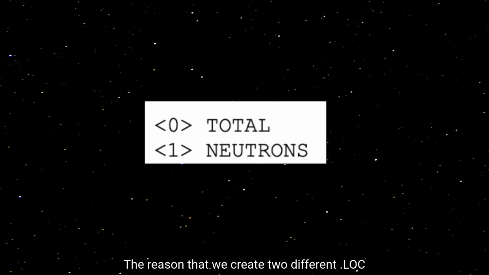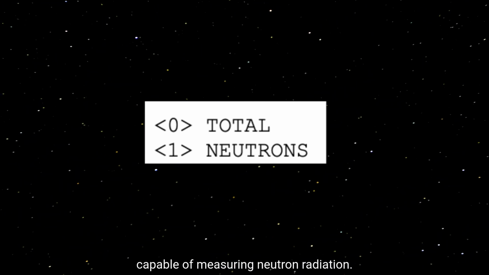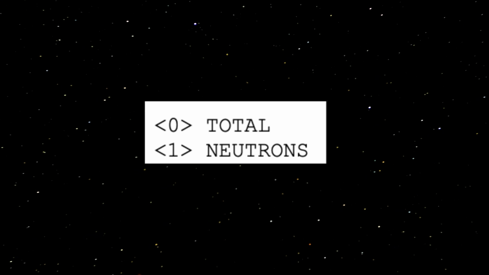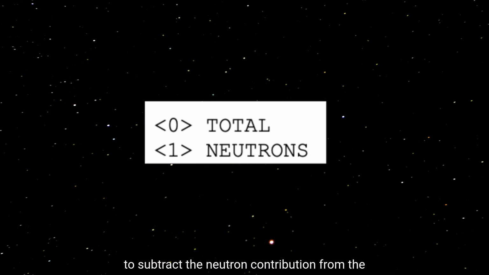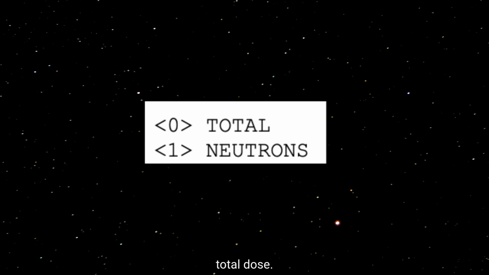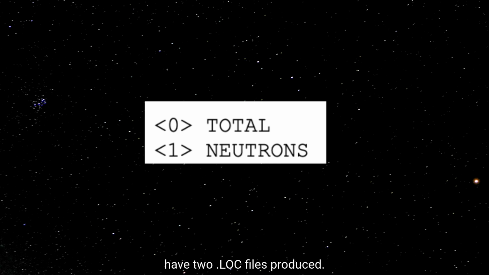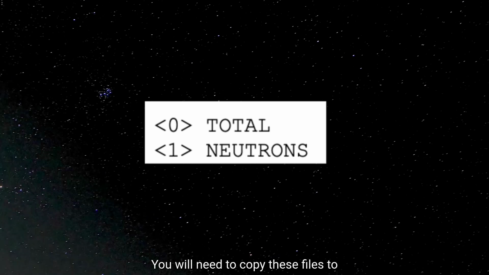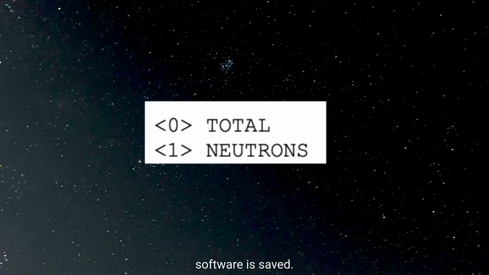The reason that we create two different .loc files is because the current sensors are not capable of measuring neutron radiation. To compare the CARI-7 theoretical dose rates to your measured data, you will need to subtract the neutron contribution from the total dose. After you have run the script, you should have two .loc files produced. You will need to copy these files to the same folder in which the CARI-7 software is saved.